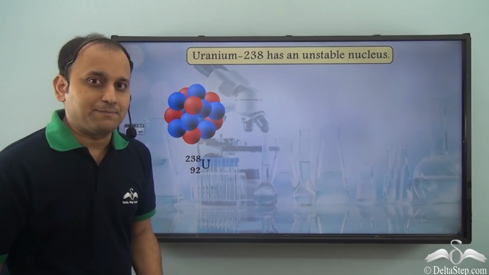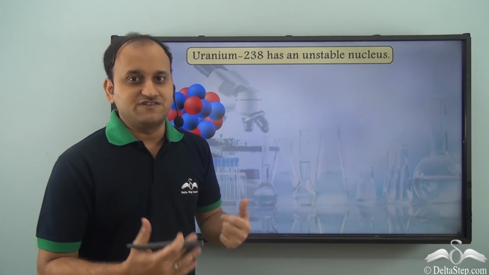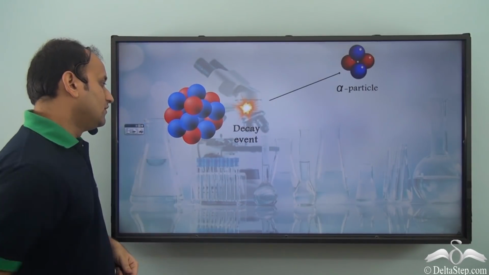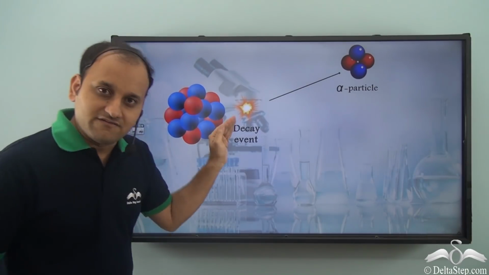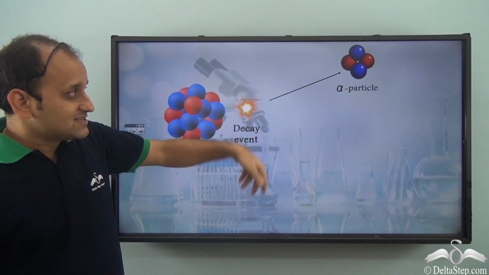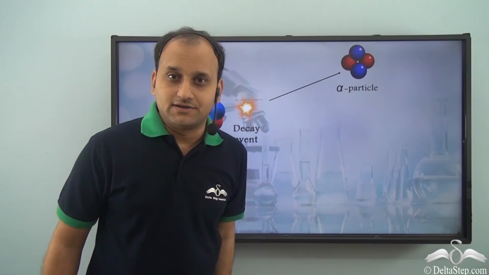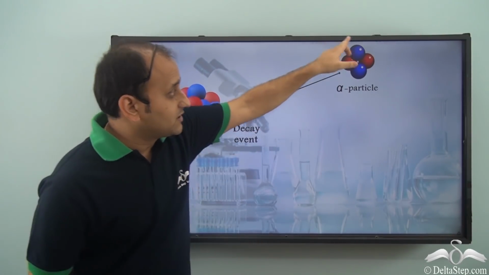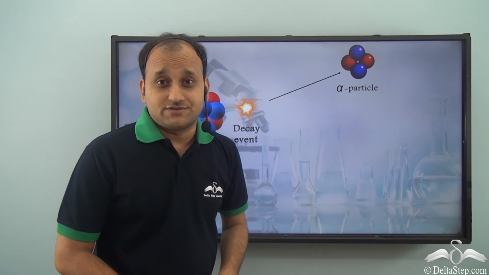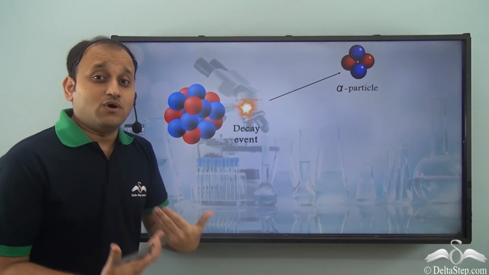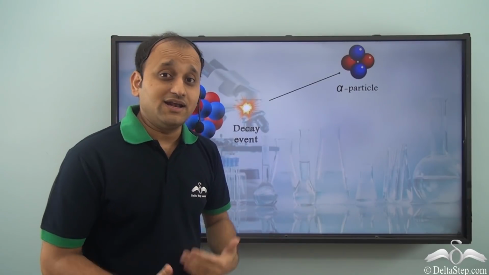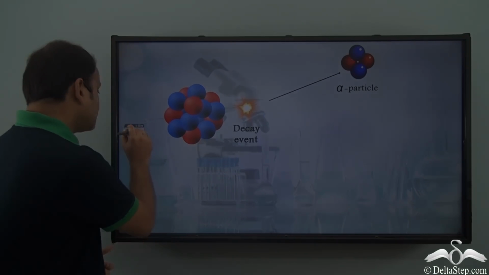So what exactly happens when it undergoes radioactive decay? Well, when a decay event occurs, then it releases an alpha particle. Now this alpha particle looks something like this, that is, it has 4 nucleons. So let's understand what exactly is this alpha particle and what are its properties.